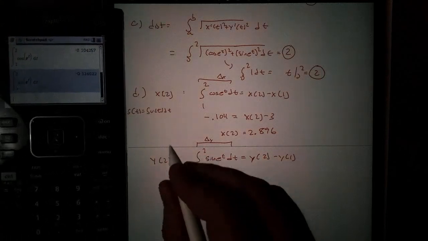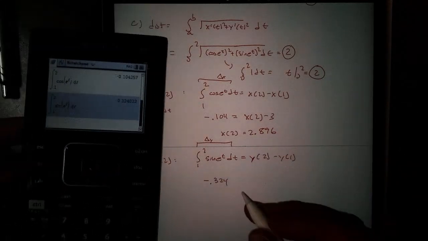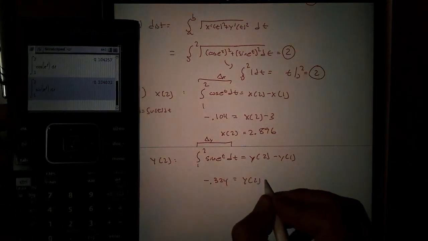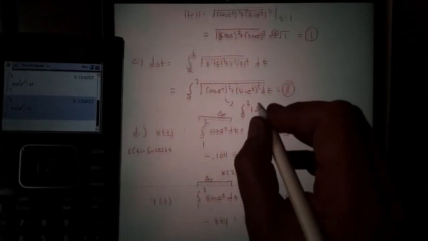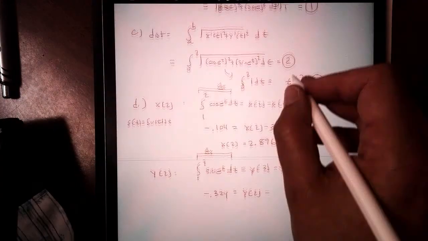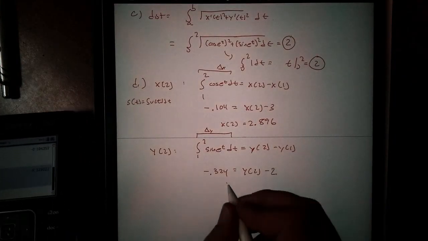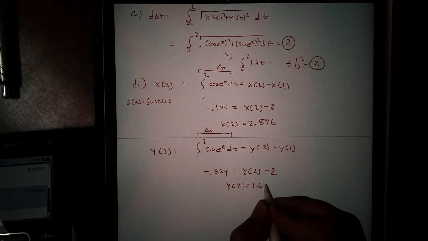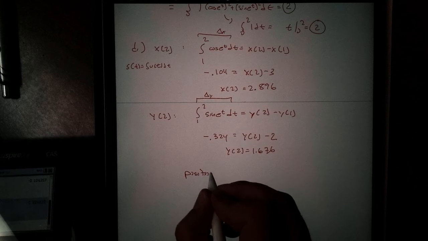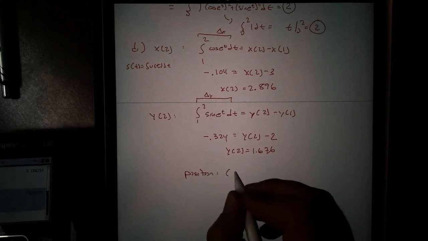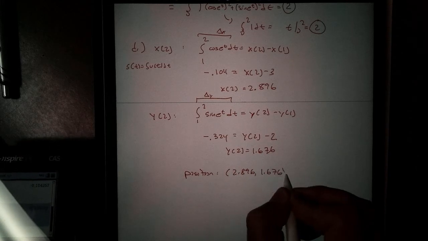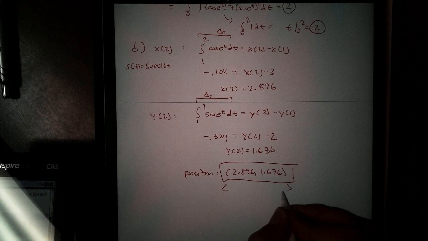So what this tells me is that during the time between 1 and 2 seconds, we went down 0.324 units. Y of 2 is what I know. Y of 1, they tell me that, is 2. We know that from the beginning, again. T equals 1, my y value is 2. So minus 2. So we get y of 2 equaling 1.676. Now don't leave your answer this way. Write your answer as a point. And you can write the point as a vector, so we'll do 2.896, 1.676. You can write it as a point, or if you want to do your vectors, you can do that too.